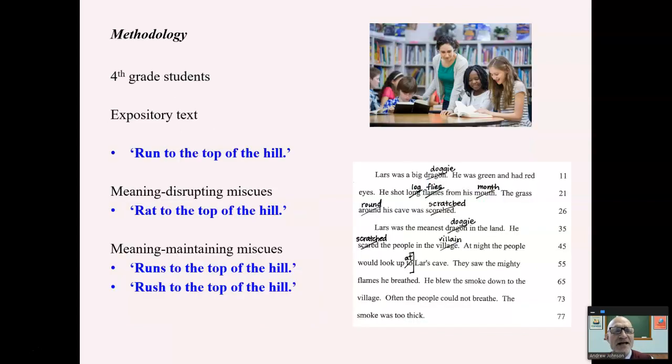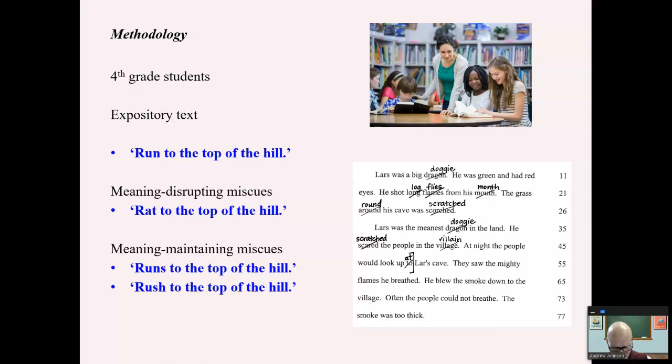So let's take a look at the methodology of his study. He used 4th graders from 2 different schools. He examined students' miscues and how they related to comprehension. Now, a miscue is when what a child says during oral reading does not match what's on the page. We don't call them an error because sometimes miscues represent mature reading behavior.